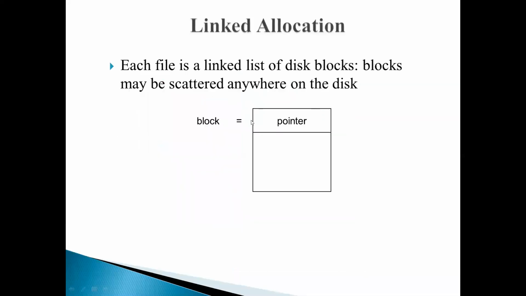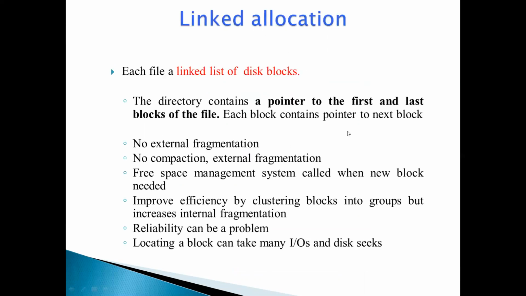So this is just a logical representation of how every block will be there. Each block will contain data of its own, as well as a pointer which points to the next disk block. Here we don't have any external fragmentation because the space can be anywhere on the disk and the OS is going to make use of that space. So there is no external fragmentation, and so there is no need for compaction either. And the blocks can be clustered into groups, and by that we can improve the efficiency.